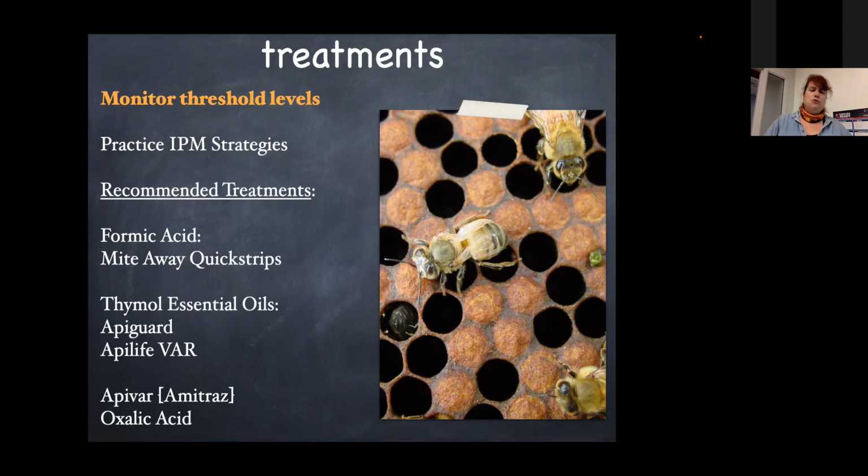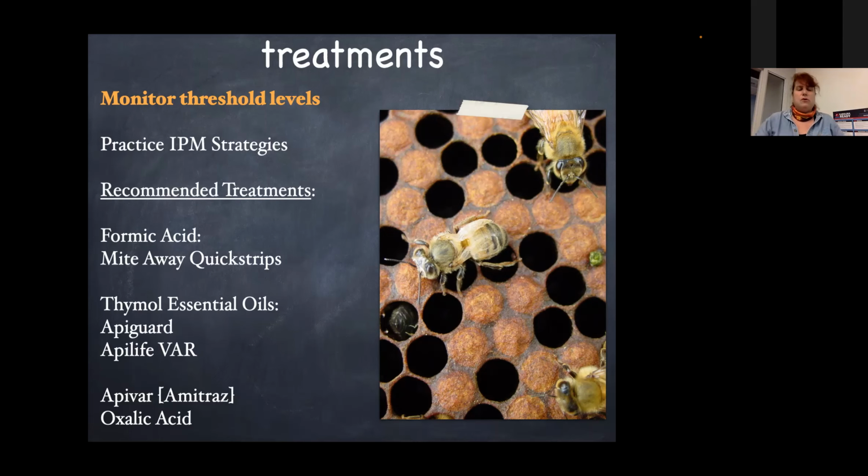There are some new treatments that evaporate in the hive and fill it up, and the bees breathe them and the mites breathe them. And they're really good. One is formic acid, which is the same thing that hurts when you get fire ants. And one is thymol, an essential oil made basically from thyme. And those are organic treatments.